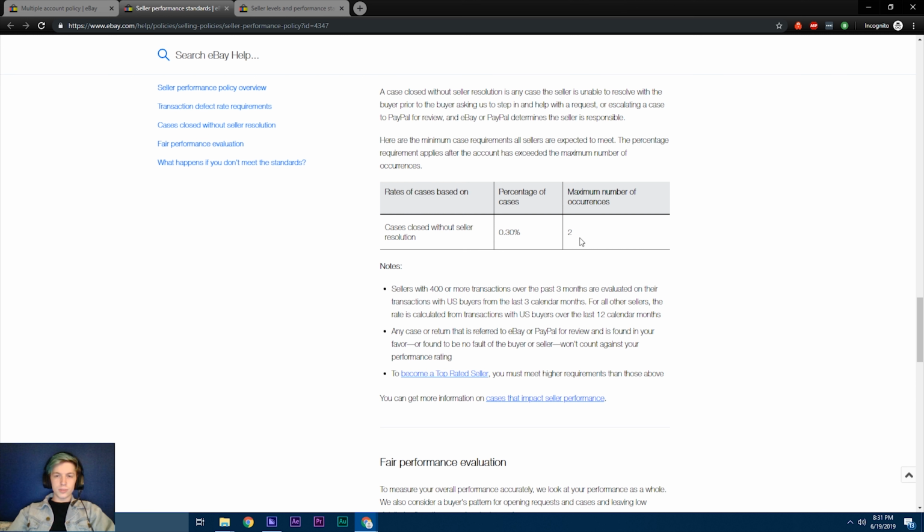The only way, it's based on percent. So basically two occurrences or 0.3%. If you have a higher rate than that, then your account's going to go below standard. There are other metrics too that can cause it, but this is the most sensitive one. So as long as you do that, it's pretty easy to stay above standard.